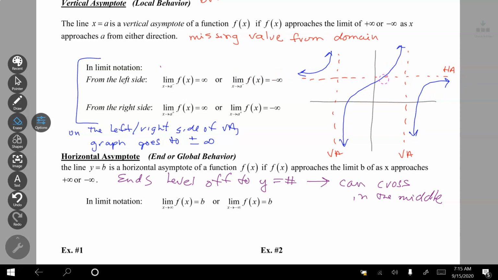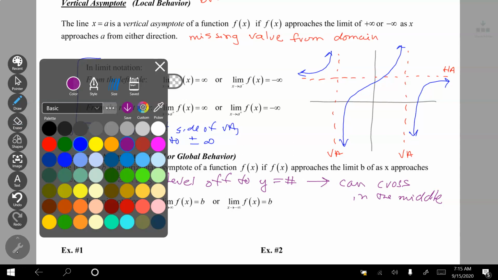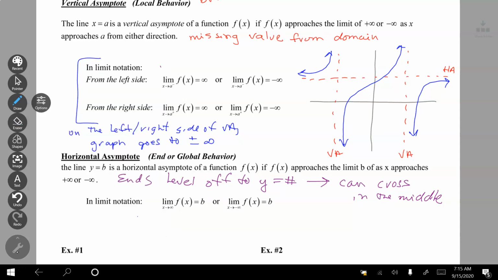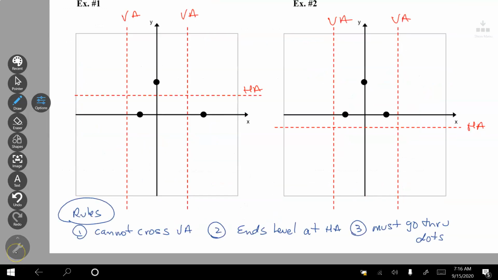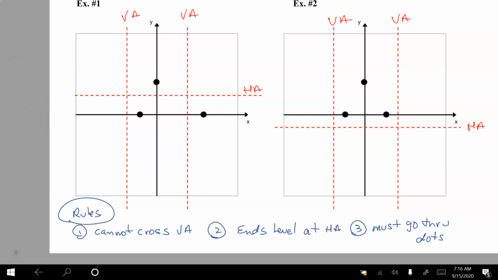That doesn't really matter. So the whole limit behavior notation says either the right end or the left end is leveling off, in this case, to some b value. Okay, so I have some VAs, I have some HAs, I put some x-intercepts and some y-intercept dots on this graph, and now I have to play by the rules of the game.